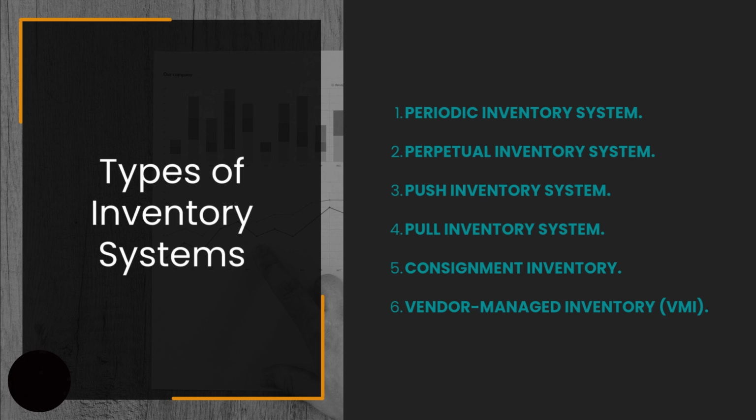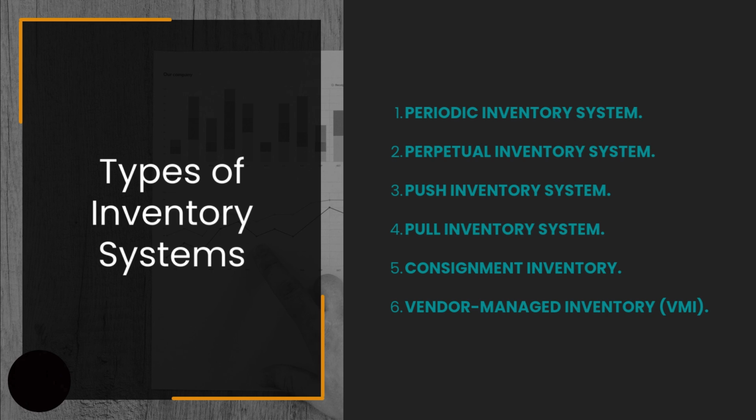Well, and the third is push inventory system. Inventory is replenished based on demand forecasts and projected sales. The application is manufacturing industries with long production cycles or businesses with predictable demand. The advantage is it ensures product availability during peak seasons and reduces lead time for customers. And the disadvantage is it relies on accurate forecasts. Errors can lead to overstocking or stockouts.